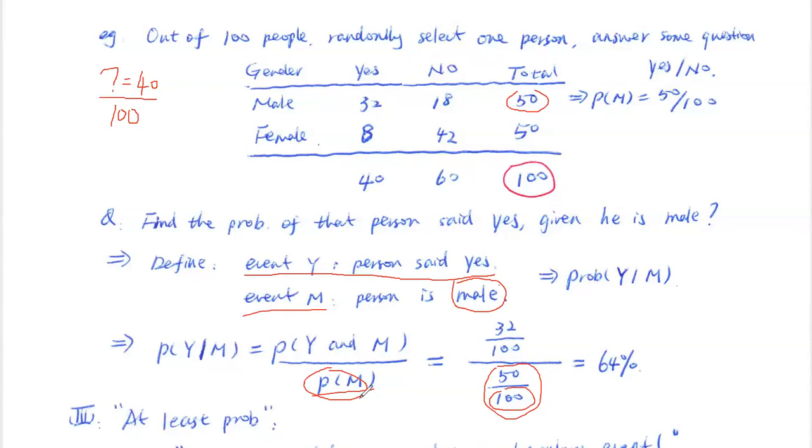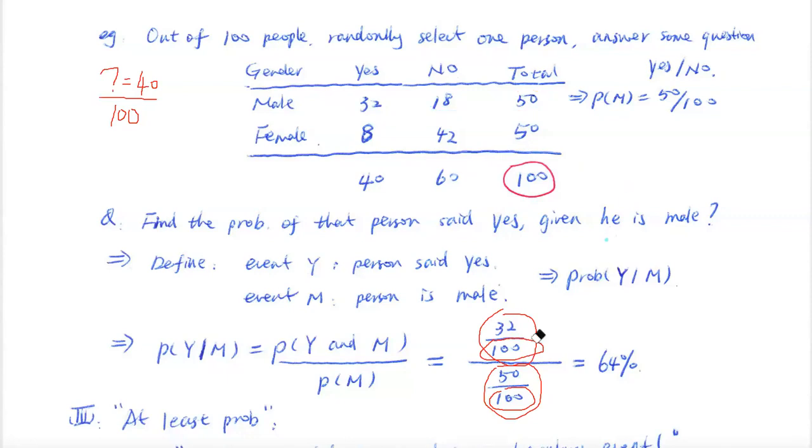And then in the numerator, we are asking, right? You select one person out of 100, the same, 100. This part here is how many people answer yes, and also that person is male, everybody. So how many people here answer yes, and also that person is male? You know, that's 32, right? So the answer here is 32 over 100. That's the probability in the numerator, okay? So we solve for that.